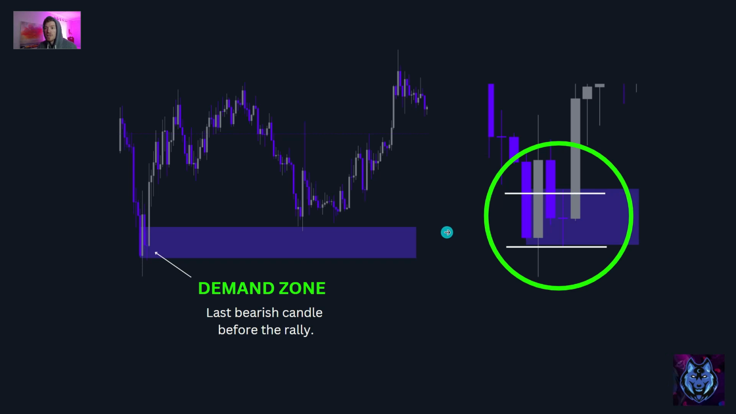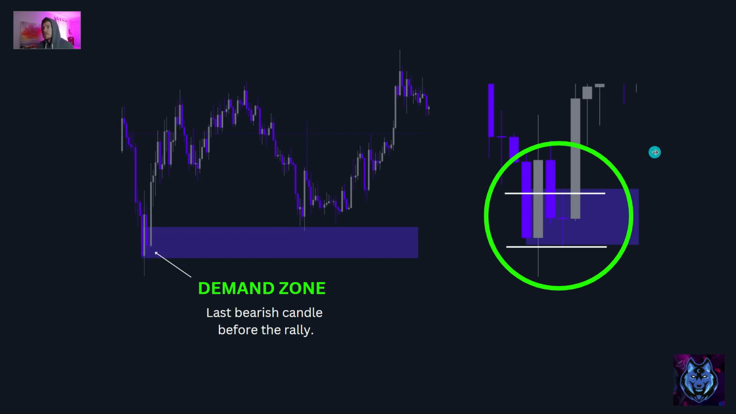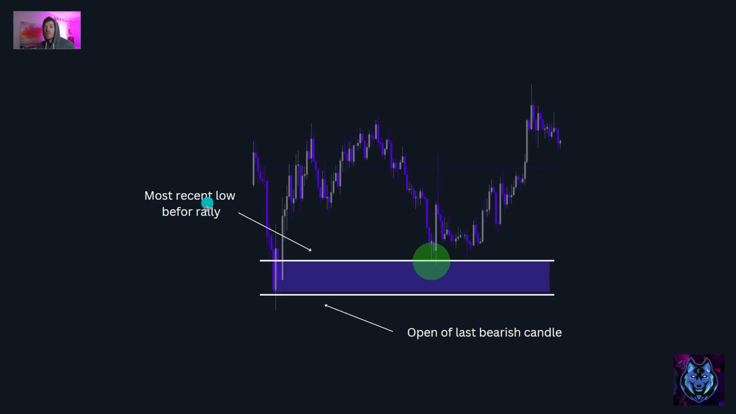Here's a demand zone example. We want to focus on the last bearish candle before this massive rally up with this bullish momentum candle. As you can see here, this bullish momentum candle has left behind this indecision candle, which is a bearish candle. We measure out the top and the bottom, and we get our zone. Here's another example. We want to focus on the most recent low before the rally and the open of the last bearish candle before the bullish institutional move.